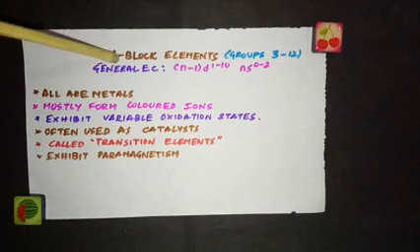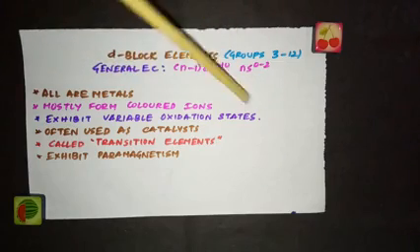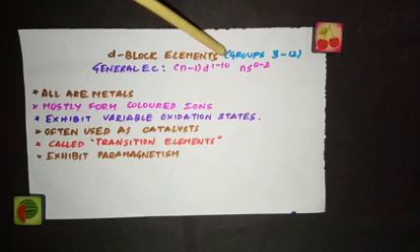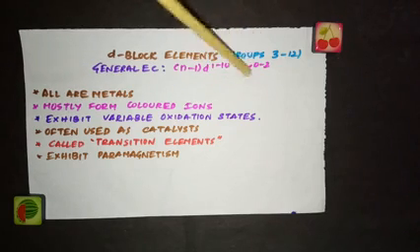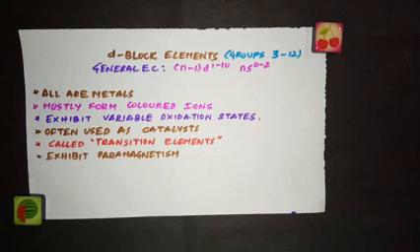Now D block elements, groups 3 to 12, and the general electronic configuration is this: (n-1)d 1 to 10, ns 0 to 2. In D block elements, all are metals. They mostly form colored ions. For example, copper sulfate solution is blue in color because of the presence of Cu2+ ions. And they exhibit variable oxidation state, which means if you take sodium, the oxidation state is +1, Na+.